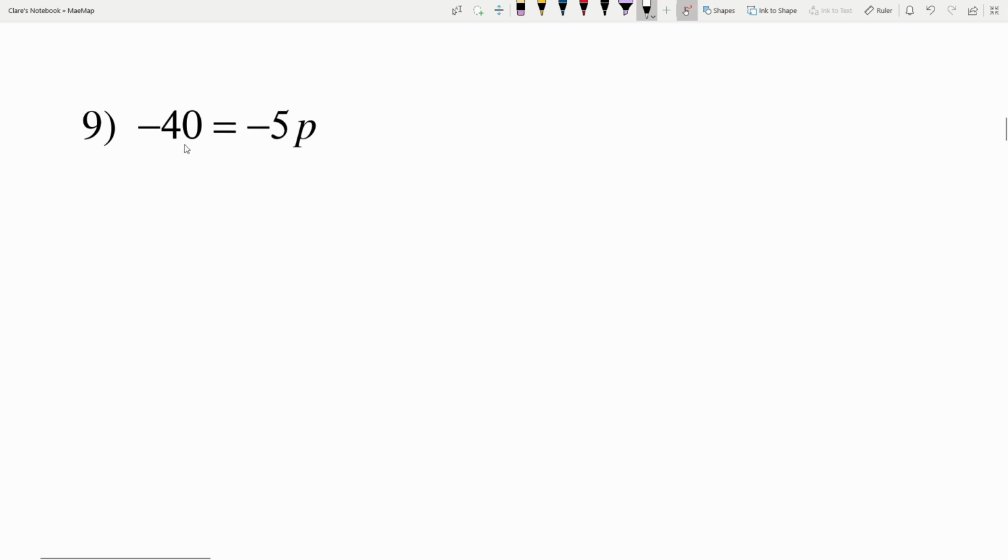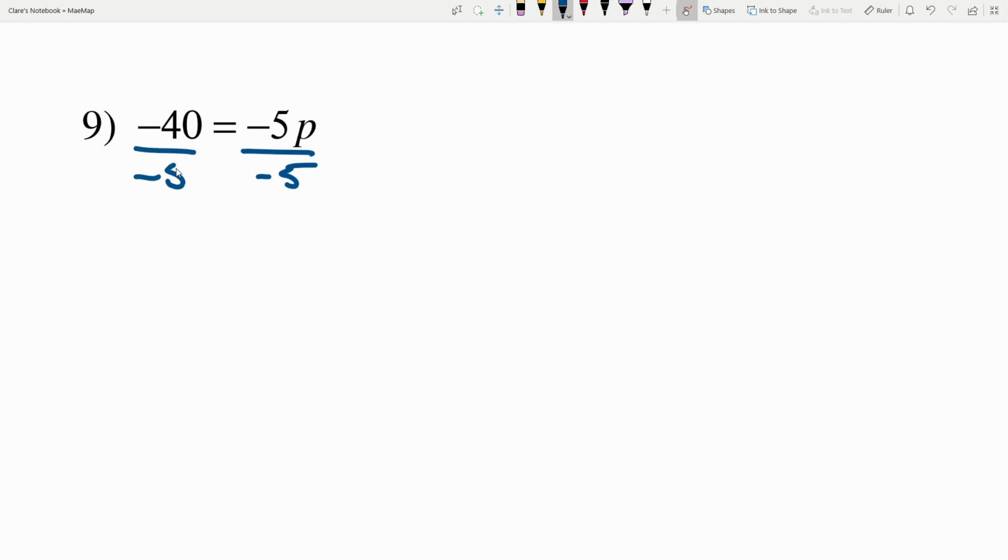In number 9, we have negative 40 equals negative 5 times p. I know that 5 times 8 gives me 40, so negative 5 times a positive 8 will give me a negative 40, because a negative times a positive is a negative. So right off the bat, I can solve for this in my head. I know that p is going to be 8, but to show that, I need to cancel out this negative 5, and the negative 5 is multiplied to p. So in order to get rid of it, I'll be able to divide by that value.